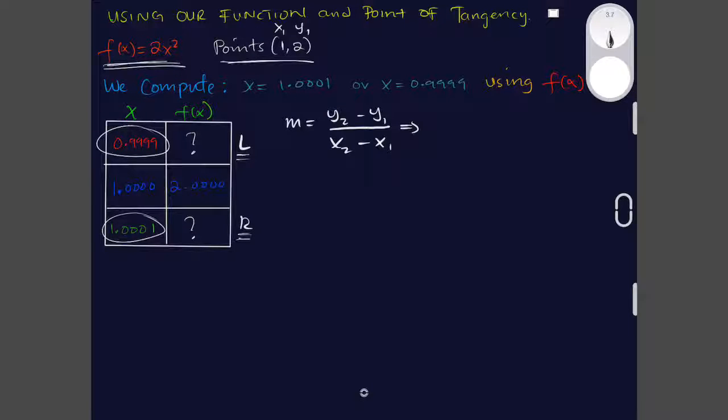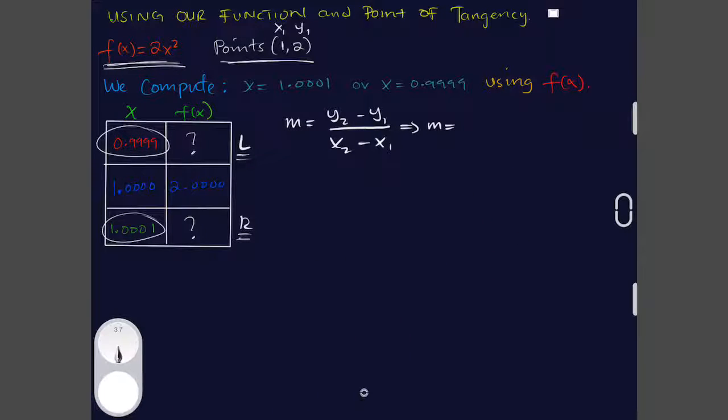We're going to use both points. Let's say we start from the left. We pick the left points, because this is the same as saying m is equal to y2. We do not know y2 yet.